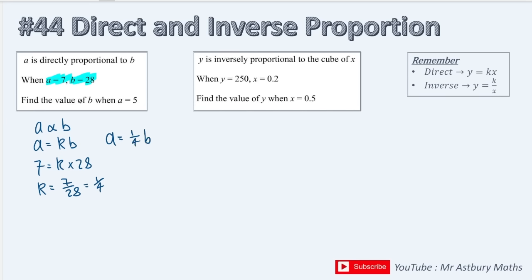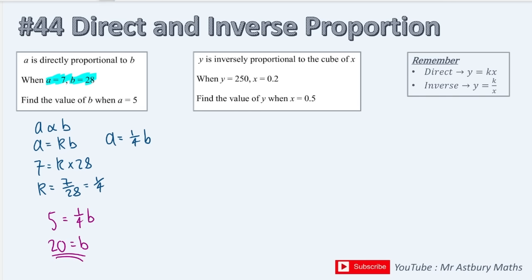And we're asked to work out what b is when a is 5. Well, I need to sub in a is 5, so I get 5 is equal to 1/4 b. Multiply both sides by 4 gives me that 20 is equal to b.